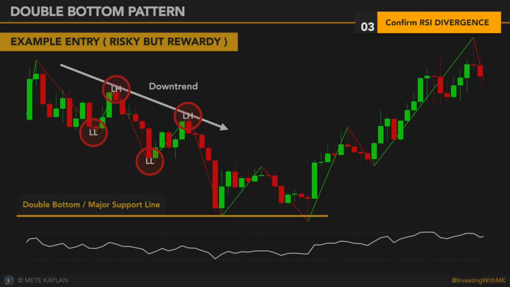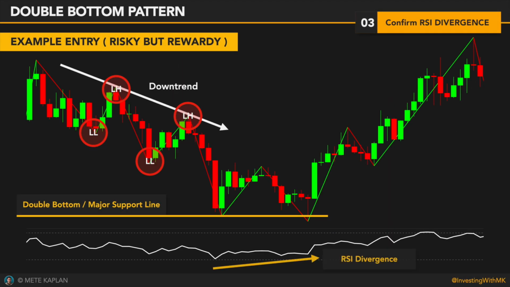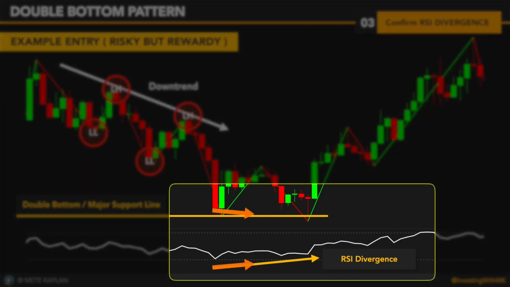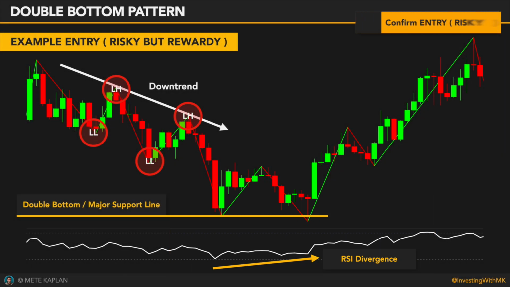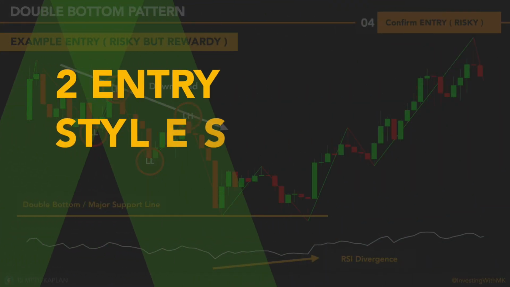Step 3. Confirm RSI divergence. This is the easiest step, nothing complicated. As you can see, there's an obvious RSI divergence here, a strong confirmation for reversal patterns. Step 4. Confirm entry. Finally, the entry.